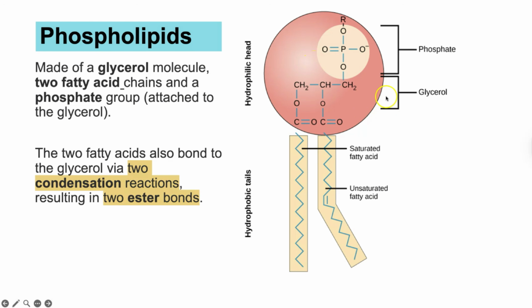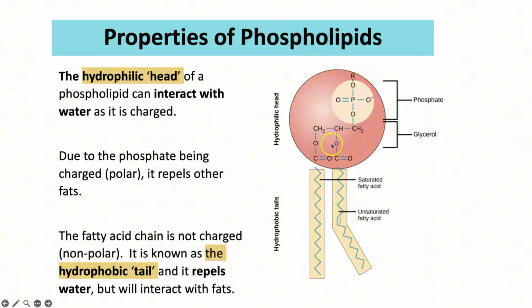This is just showing us the structure again. We've got the glycerol molecule, 2 fatty acid chains, and the phosphate group. Although this picture is showing one saturated and one unsaturated fatty acid chain, that is not always the case. It's just what this picture happens to show. So 2 condensation reactions would have occurred to make 2 ester bonds. And the key difference here is the properties that this phosphate group provides on what we call the head of this structure. The head is basically the red circle that we've drawn around the phosphate group and the glycerol molecule. That part is known as the head, and it's described as being hydrophilic.